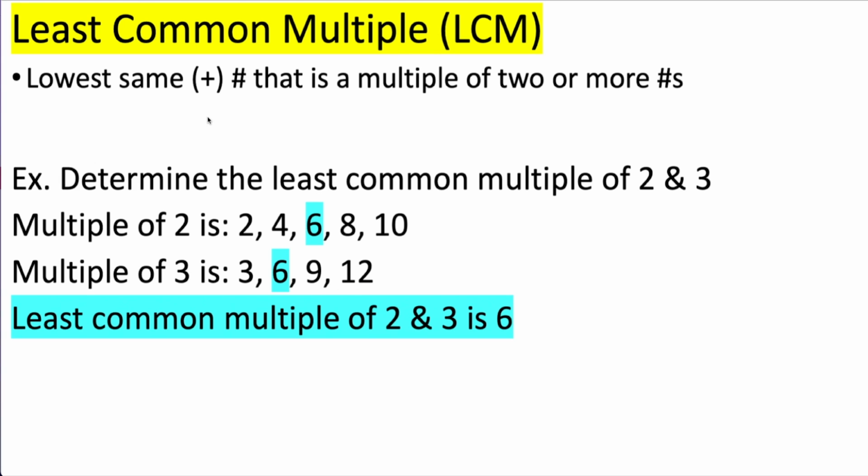And this is called least common multiple. So we look at our two lists and we see what number is the smallest and that they are both the same. And the one that's the same and the smallest is 6. So the least common multiple of 2 and 3 is 6.